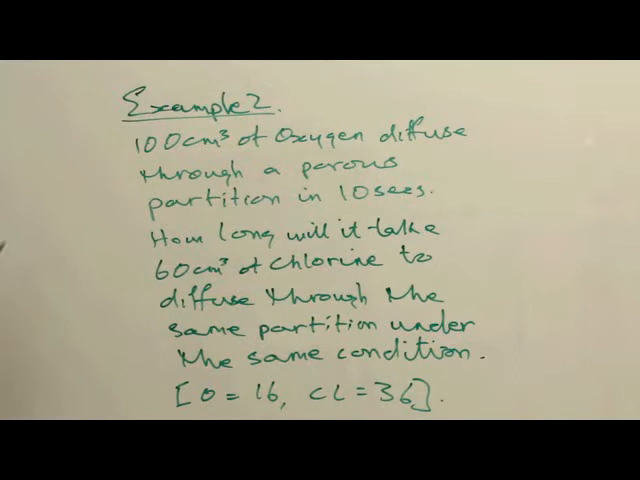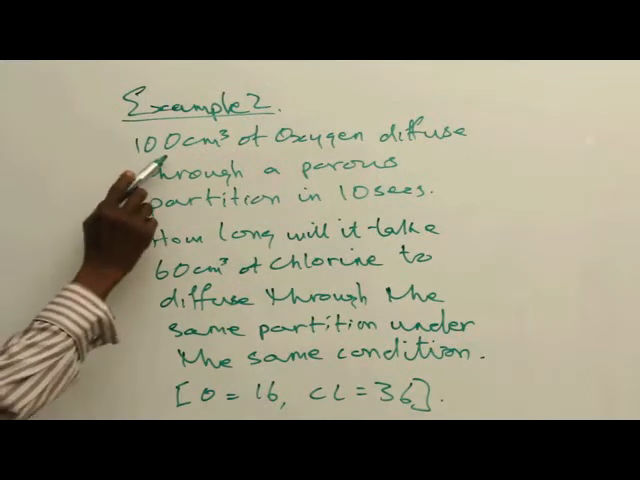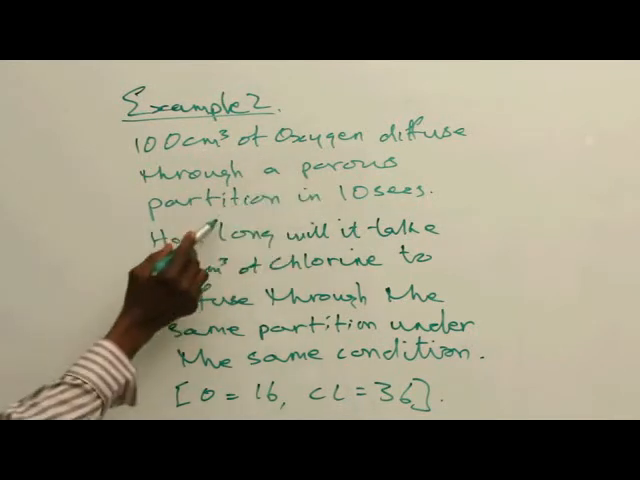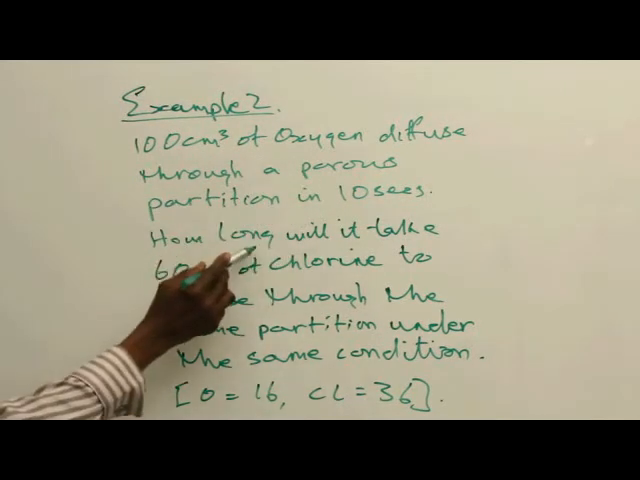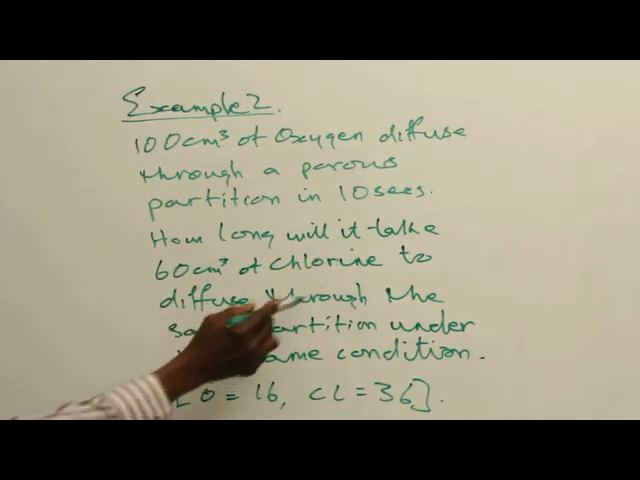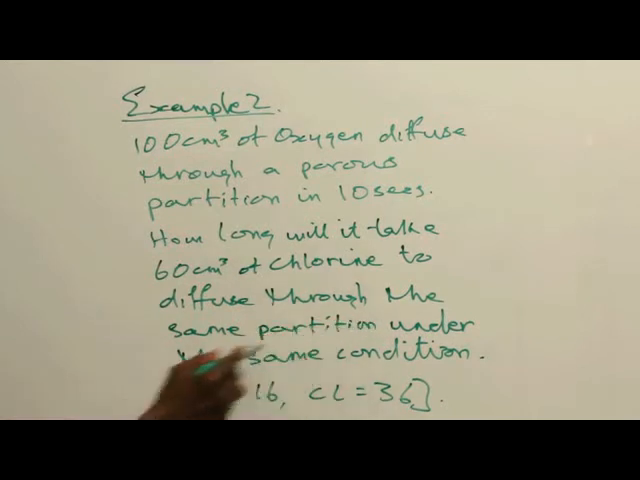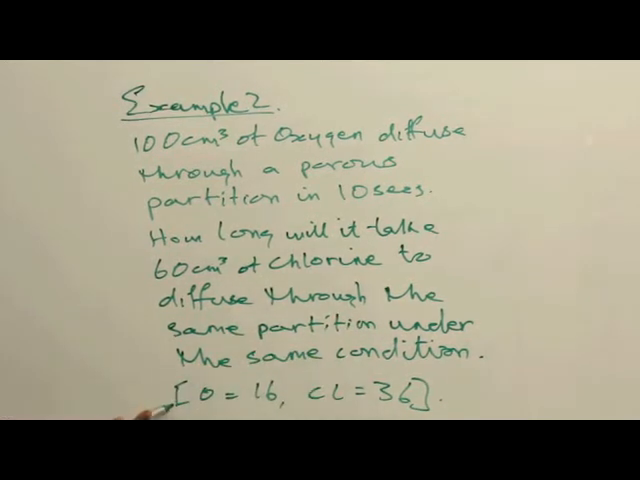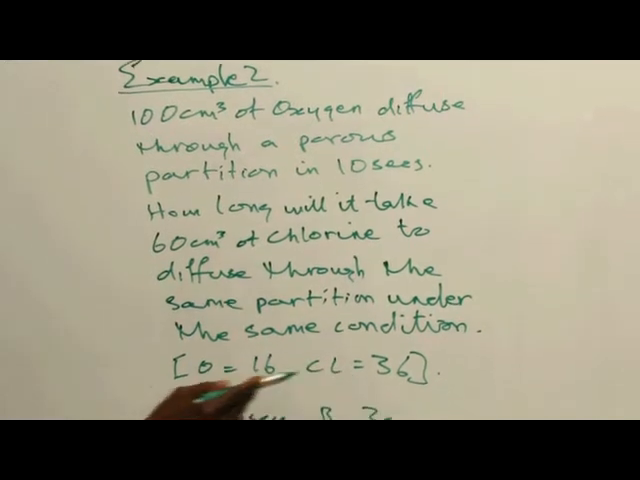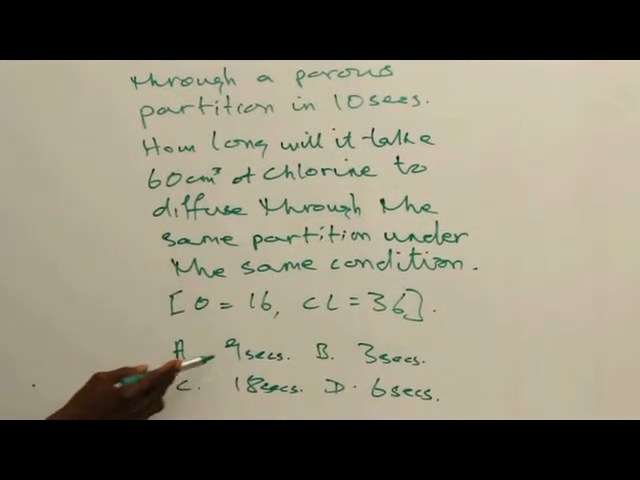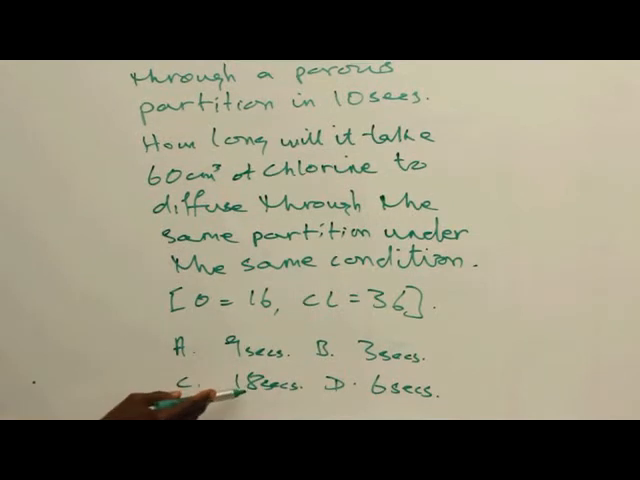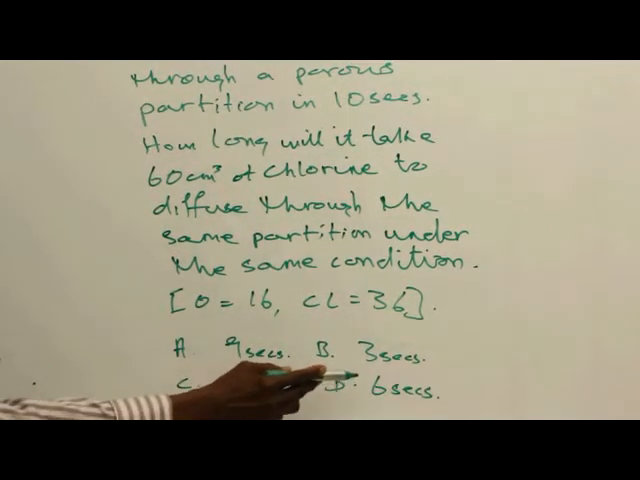Let's consider a second illustrative example. 100 cubic centimeters of oxygen diffused through a porous partition in 10 seconds. How long will it take 60 cubic centimeters of chlorine to diffuse through the same partition under the same conditions? Relative atomic masses are given. Oxygen is 16, chlorine is 36. Now the options are A, 9 seconds, B, 3 seconds, C, 18 seconds, and D, 6 seconds.